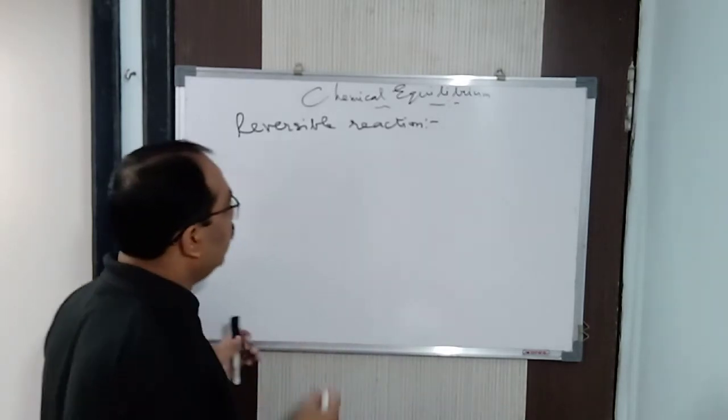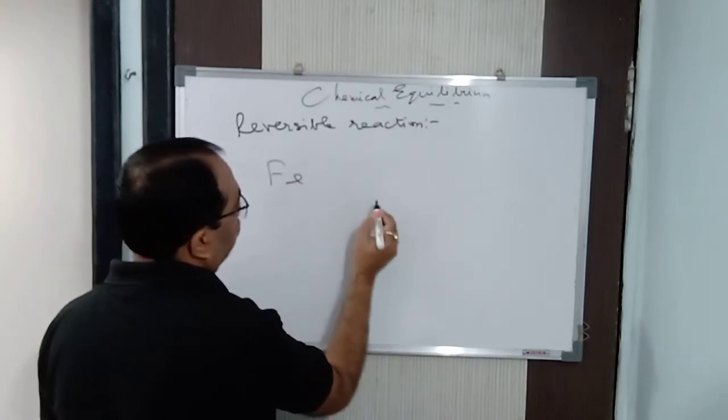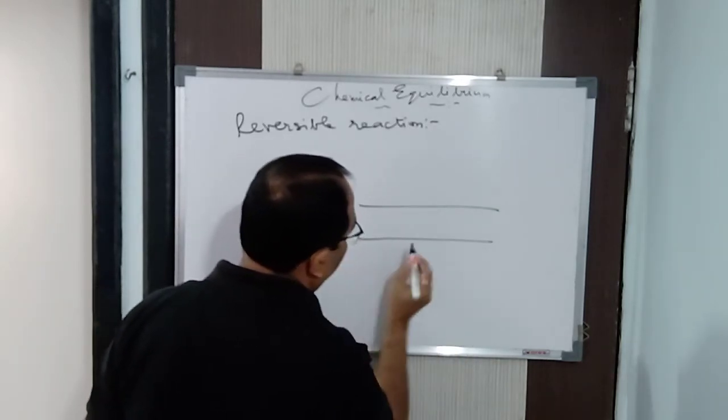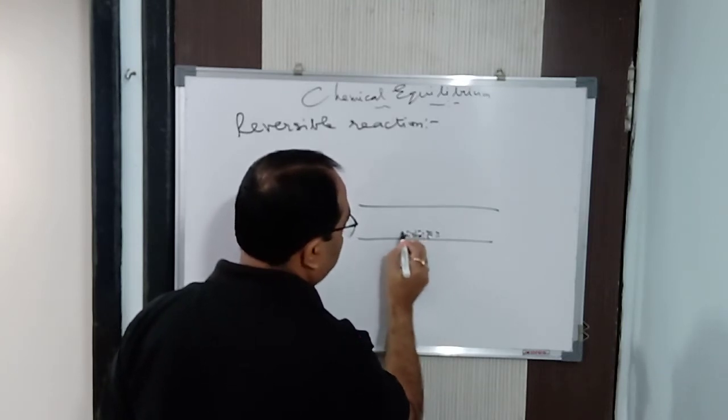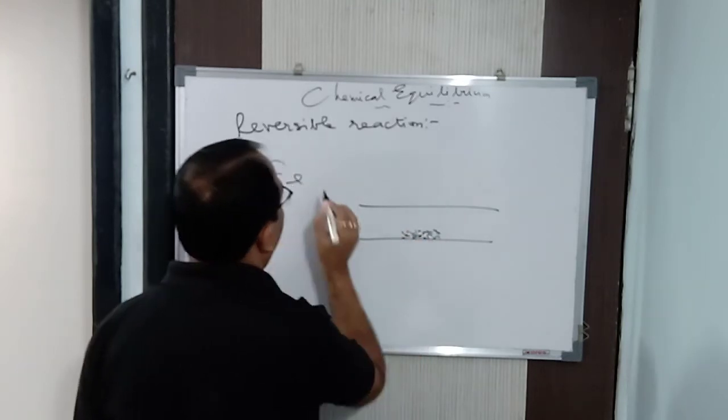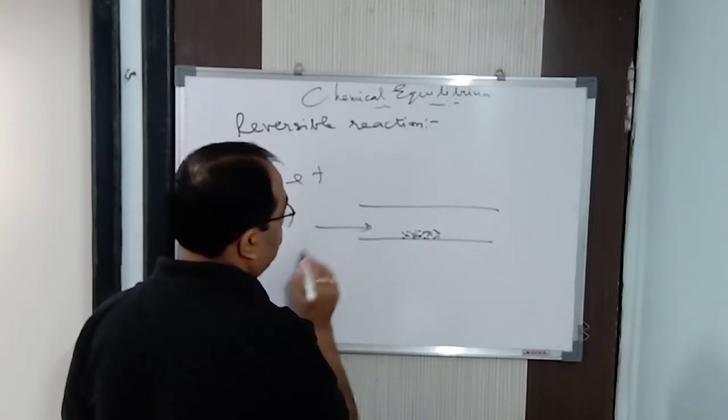What we will do is take iron. This is a combustion tube. I have taken some iron wool, that is Fe. Now I will pass steam through it.